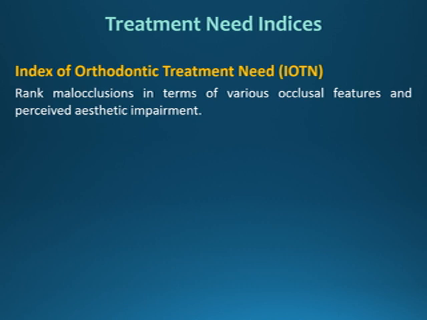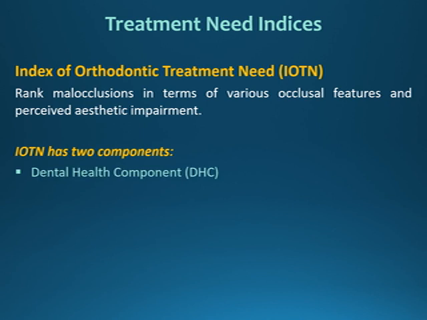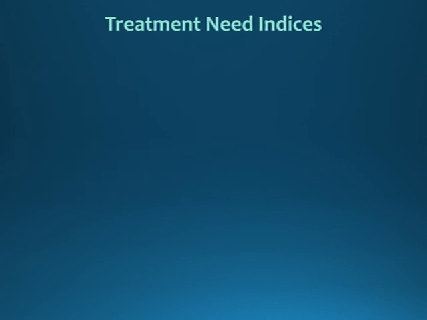This index is used in the UK in order to identify individuals who receive the greatest benefit from orthodontic treatment, and therefore they can be treated freely in the general hospitals. This index is composed of two components. These are the dental health component and the aesthetic component. Dental health component.